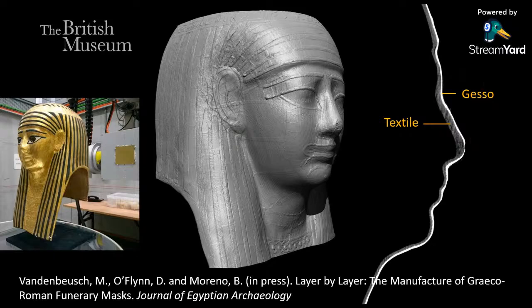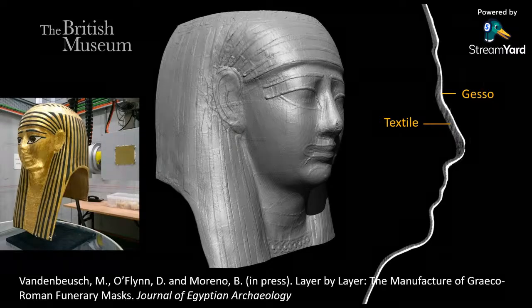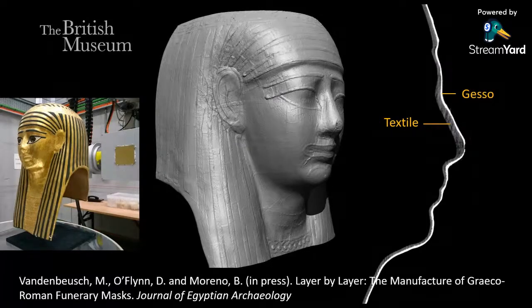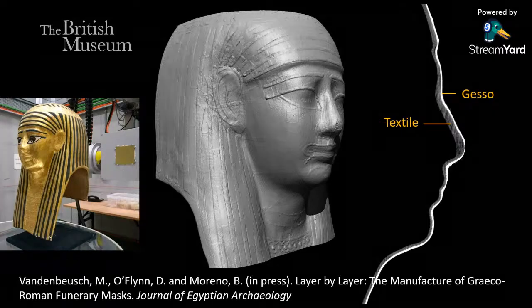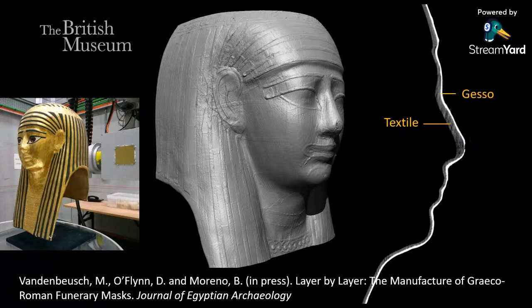So the mask itself is made from a material called cartonnage, which is a textile mixed with a plaster or glue, sort of like papier-mâché. And that would have been formed over a mold of a face, not a real human face, but probably a statue.